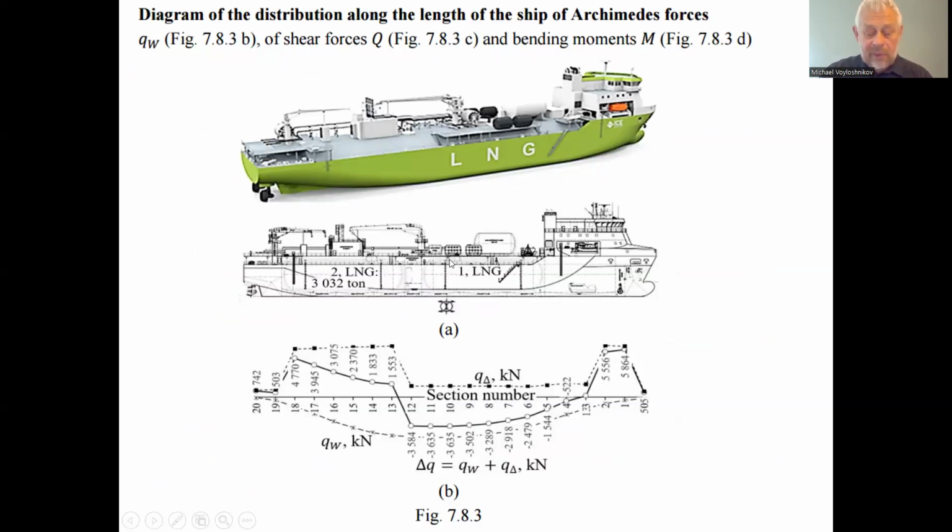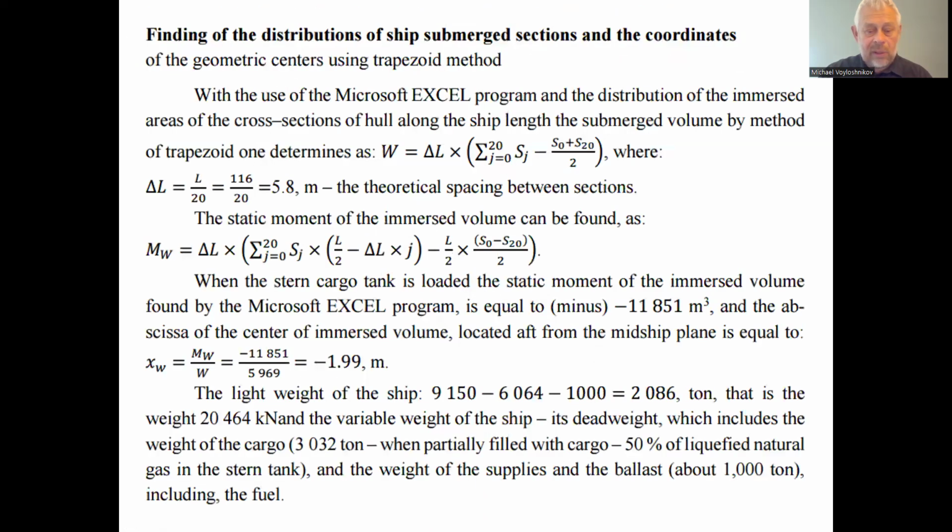Middle theoretic frame is this definite one point. And in the brackets, for the finding of the static moment, we introduce a factor: the abscissa L, the length of the ship, divided by 2 minus delta L, the theoretical spacing, multiplied by J, the number of the theoretic frame from 0 to 20. And this is the adjustment for the extreme magnitudes of the submerged transverse sections of the theoretic frames. Due to the rules of the trapezoid method, we have to do this adjustment.